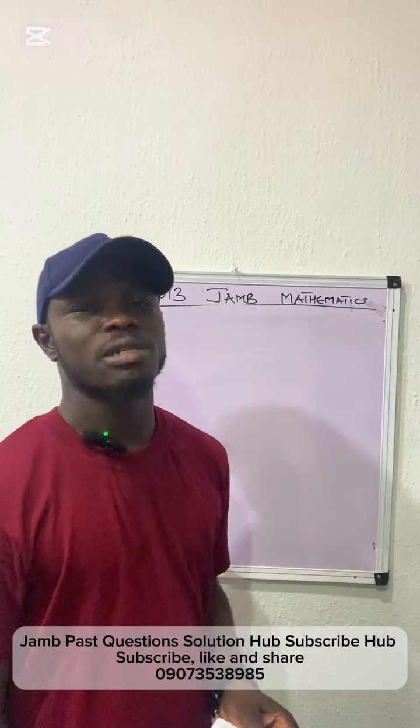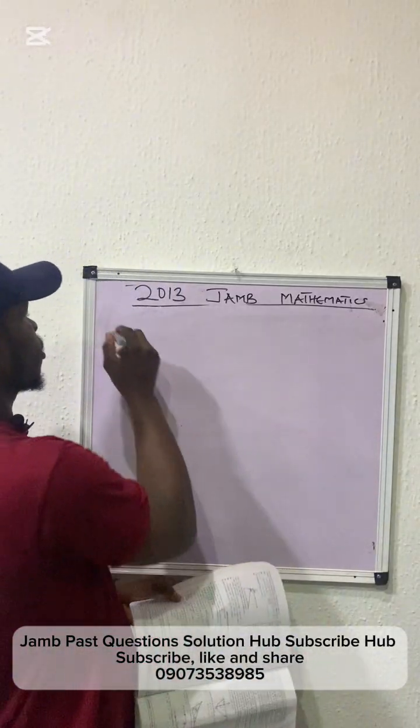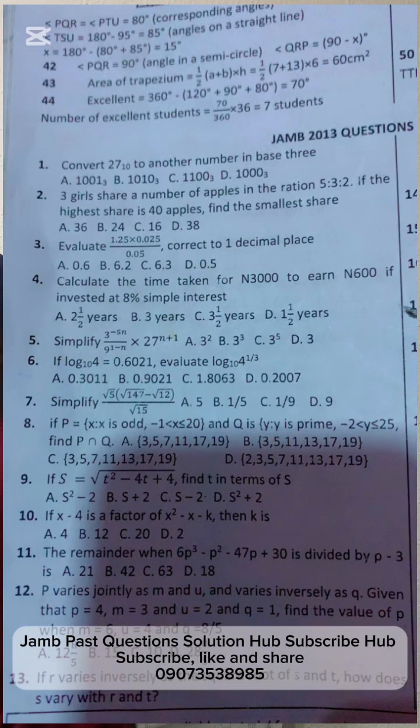So question number 7. Simplify square root of 5 bracket square root of 147 minus square root of 12 over square root of 15.